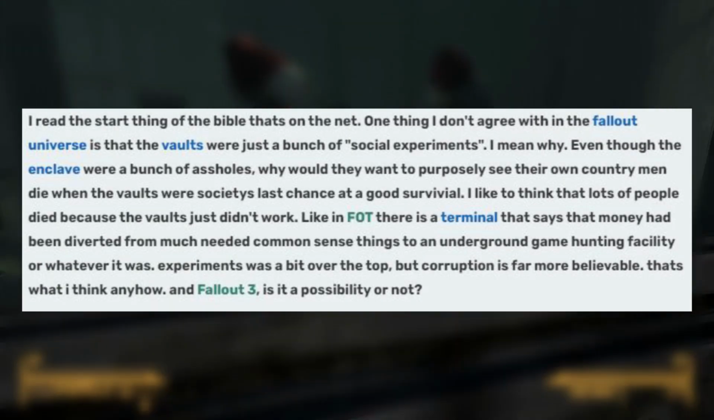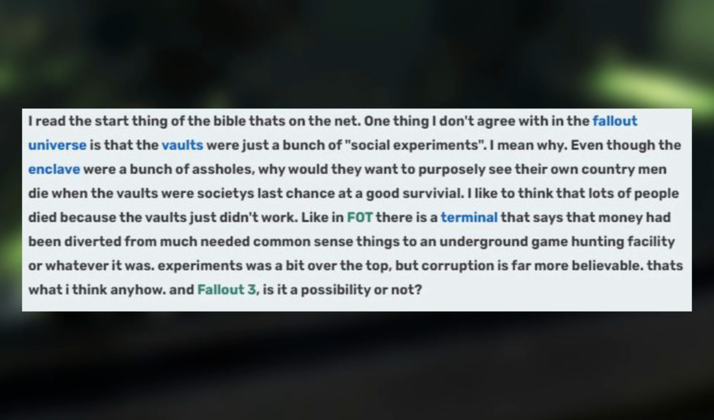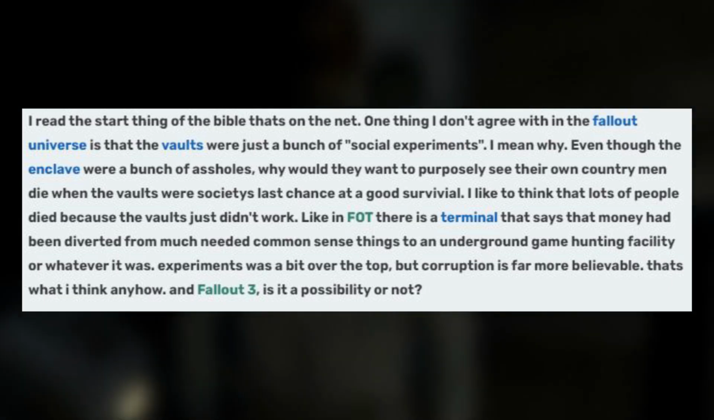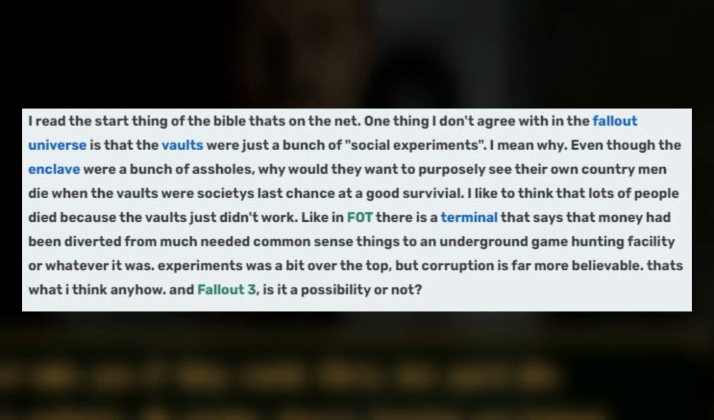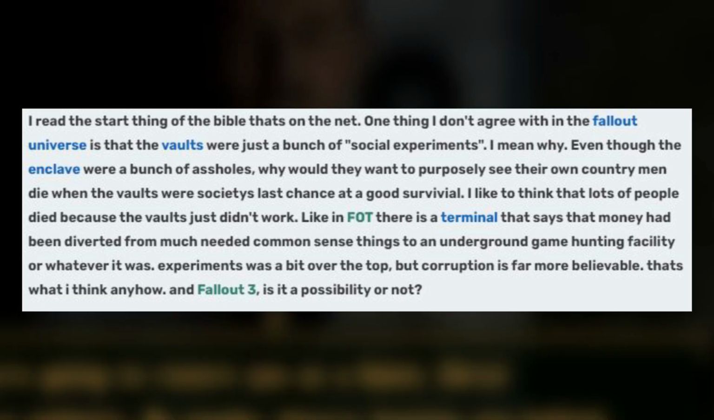I read the start thing of the Bible that's on the net. One thing I don't agree with in the Fallout universe is that the vaults were just a bunch of social experiments. I mean, why? Period. Even though the Enclave were a bunch of assholes, why would they want to purposely see their own countrymen die when the vaults were society's last chance at a good survival? I like to think that lots of people died because the vaults just didn't work.